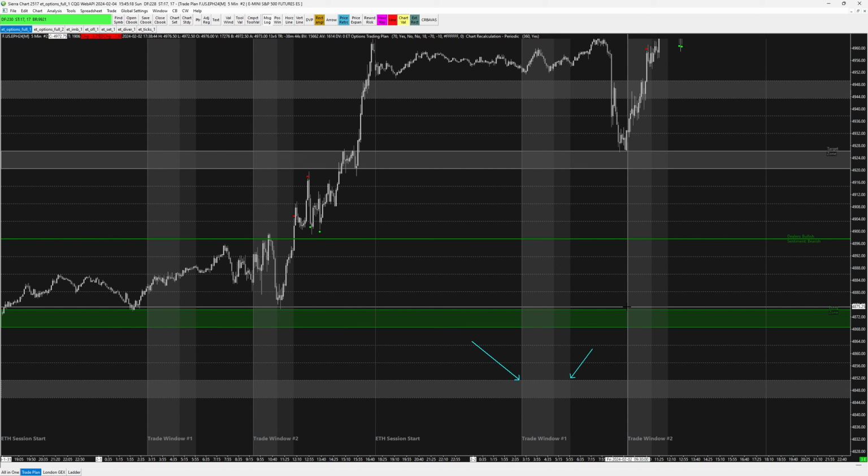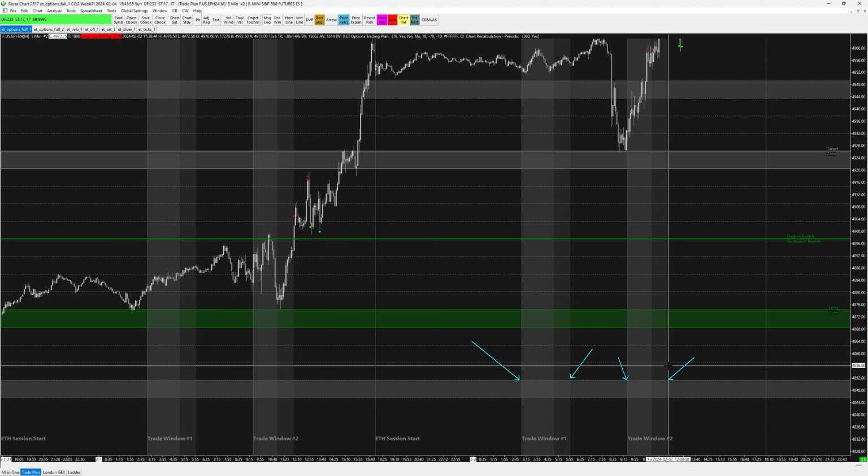The second one is a bit shorter, and it starts with the RTH open. So here it's 9:30, and it ends at 12.